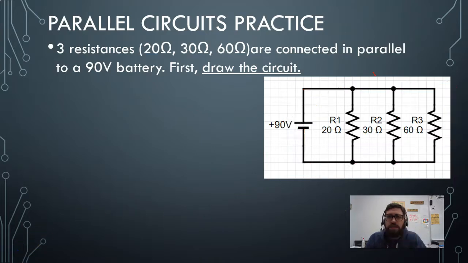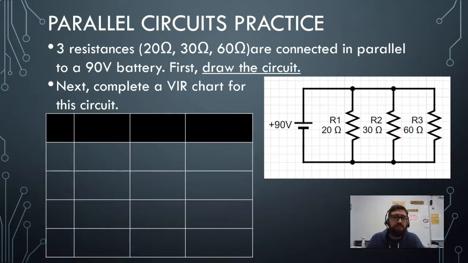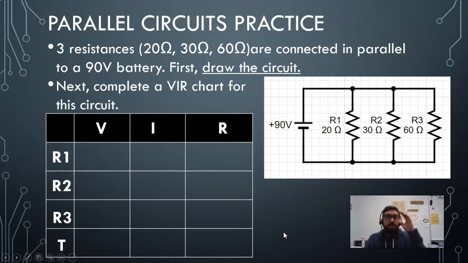All right. So now I want you to simply complete a VIR chart for this circuit. Same thing we did before. We draw the chart, VIR across the top, R1, R2, R3, and total on the bottom. Pause the video now and see if you can analyze this circuit.